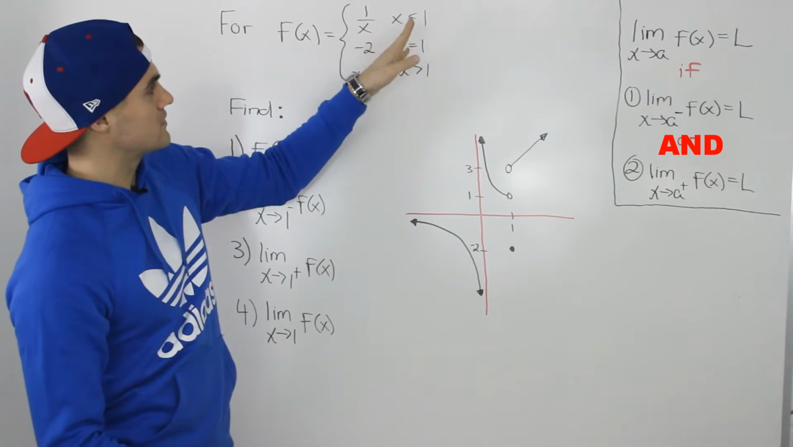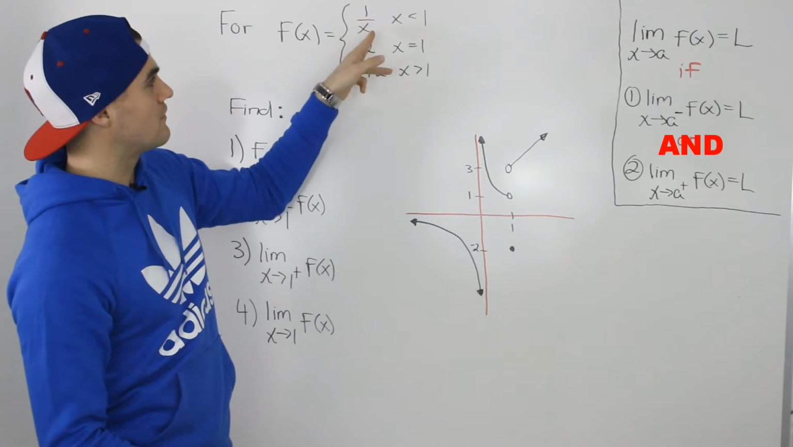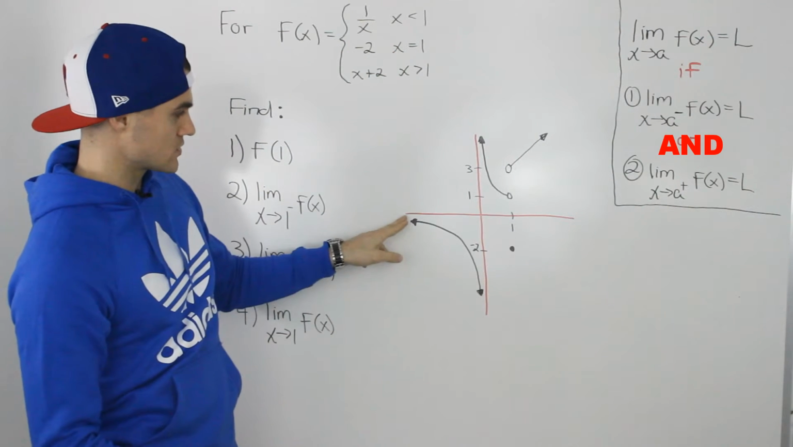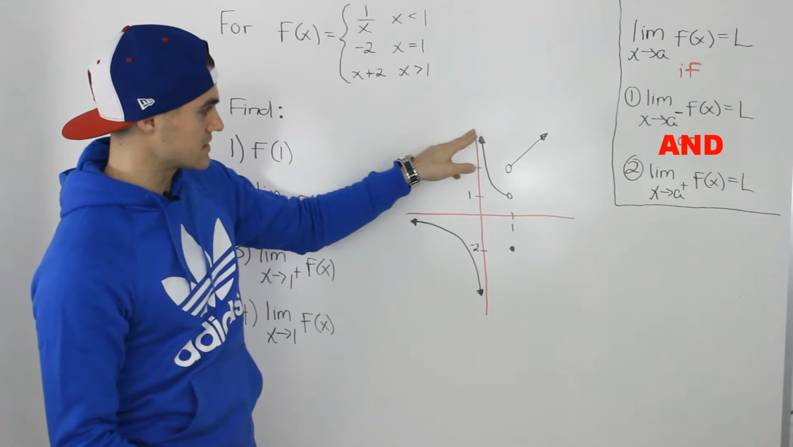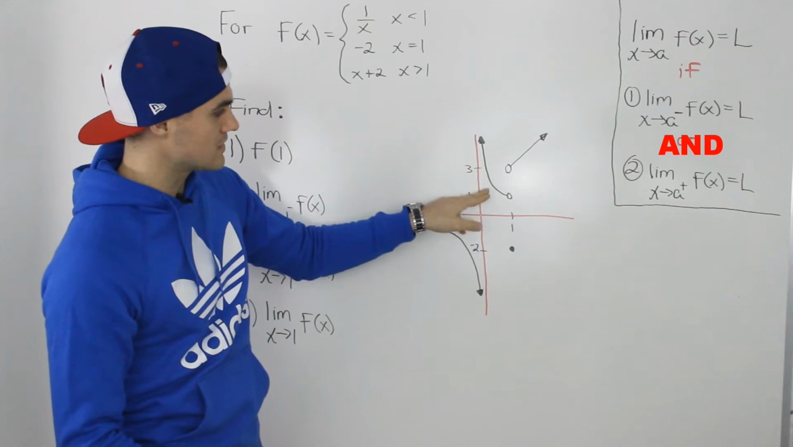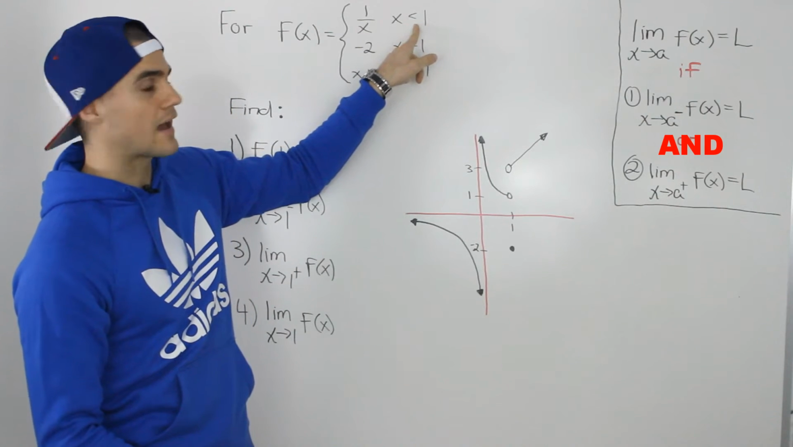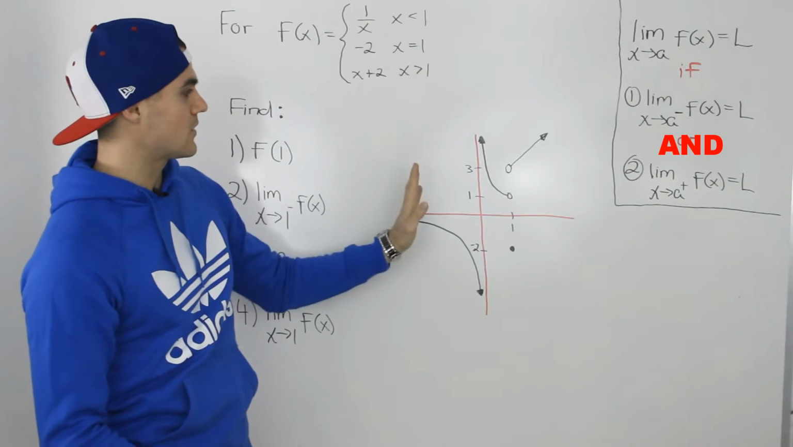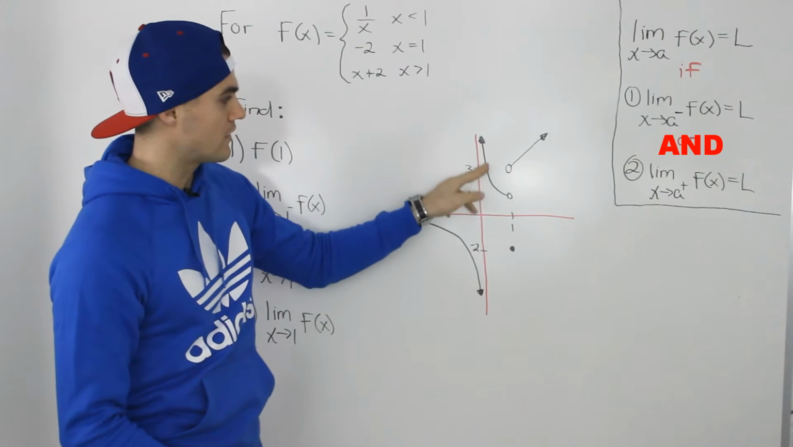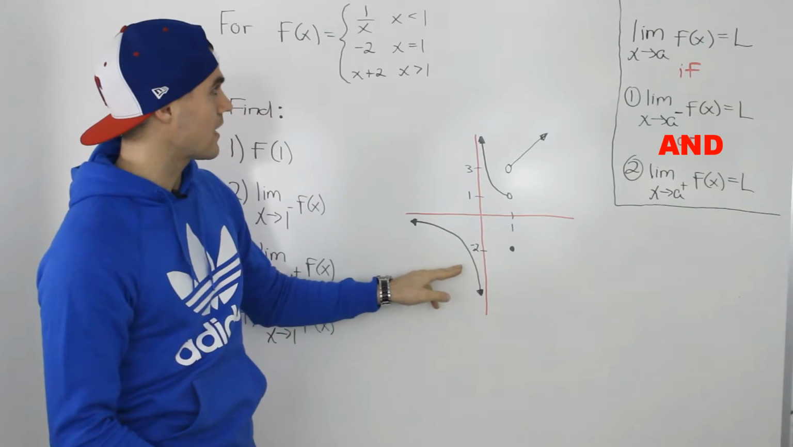So for any x values less than 1, the y values are represented by 1 over x, which is right here. It's basically a reciprocal function, and up to that point 1, there's going to be a hole because it's not defined at that x value of 1. So any x values less than 1, the y values are defined by that 1 over x graph.